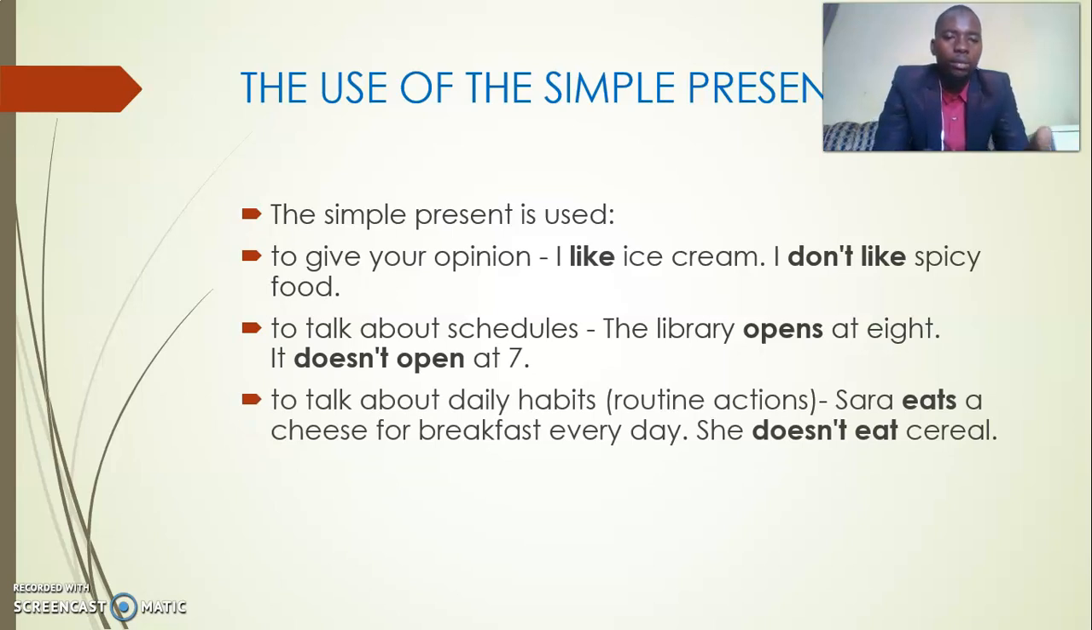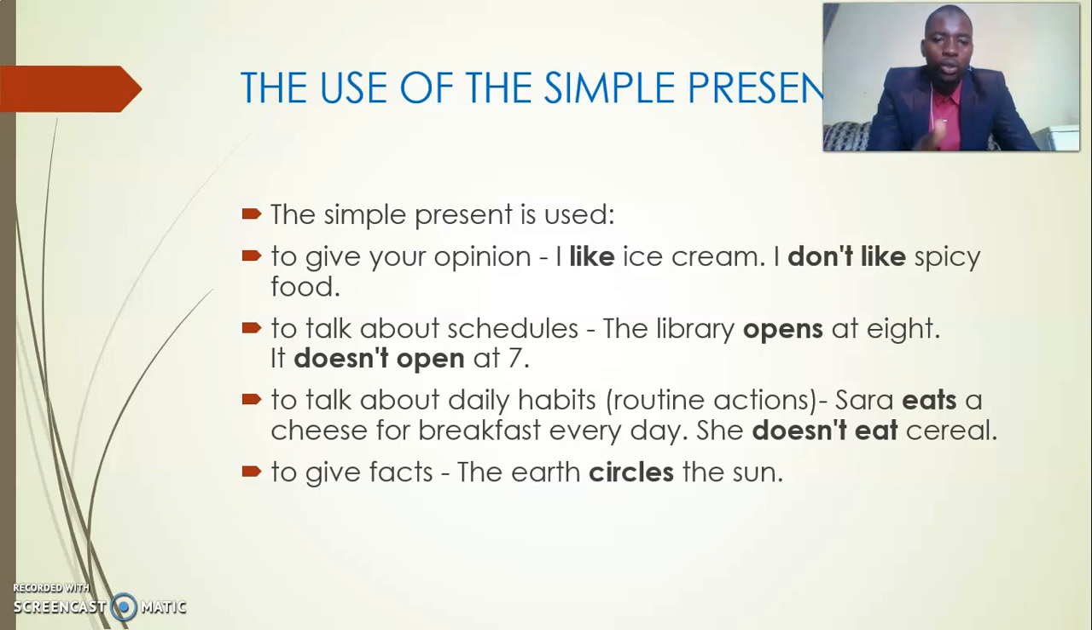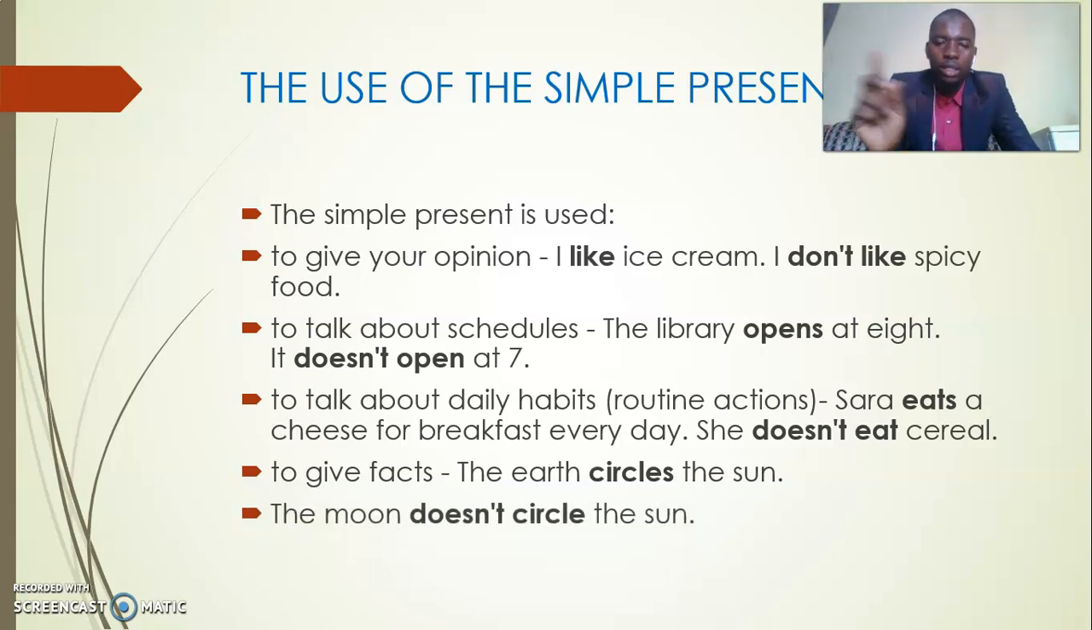And the simple present tense is used to talk about daily habits or routine actions. For example, Sarah eats cheese for breakfast every day. So every day it is repeated. She doesn't eat cereal. It is also used to give facts. The earth circles the sun, and the moon doesn't circle the sun.